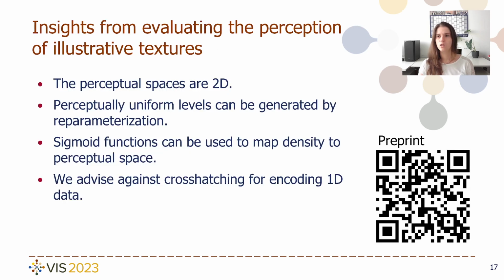So, to conclude, what are the main takeaways from our work? We found that 2 dimensions are necessary to describe the perceptual spaces of illustrative textures. Stippling, 1D hatching, and triangles can be described by 1D manifolds in 2D space. These manifolds can be reparameterized and used to generate perceptually uniform texture levels. In turn, the reparameterizations are well approximated by sigmoid functions that map from density to perceptual space.